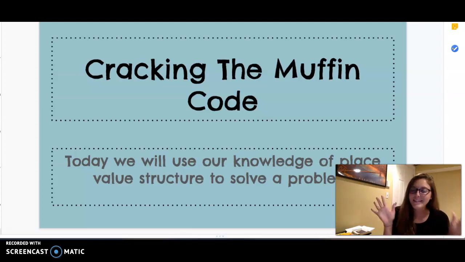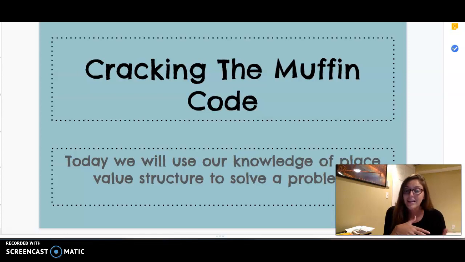Hi, fourth graders. I was thinking about our math work so far this unit, and I was realizing we've been doing a lot of place value work. And this place value work that we're doing is so important to your learning as a fourth grader. Understanding place value is crucial to understanding these standards in this work that we're going to be doing this unit and throughout this fourth grade year.